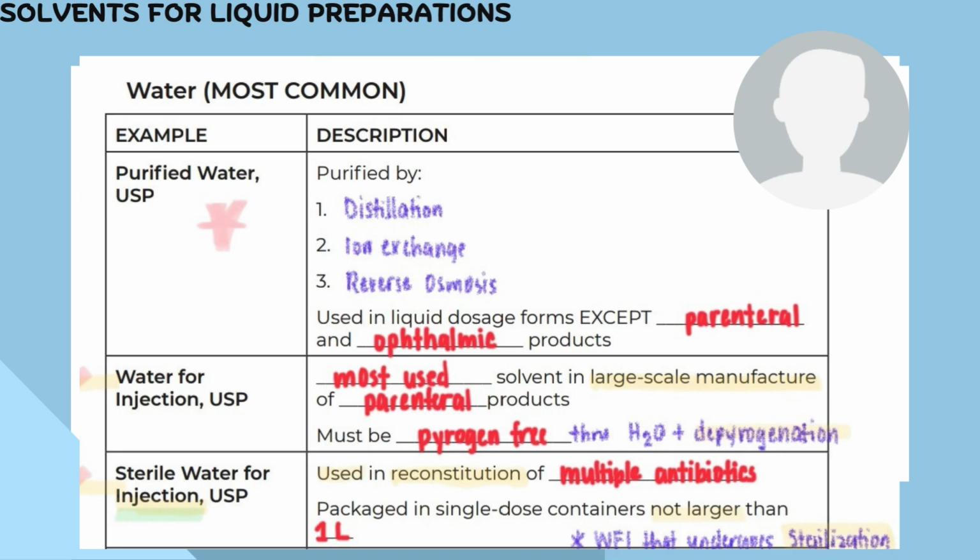So the uses of purified water USP: it is used as solvent or vehicle in oral preparations, again syrups, oral solutions, and topical preparations like lotions, mouthwash, and external use preparations.